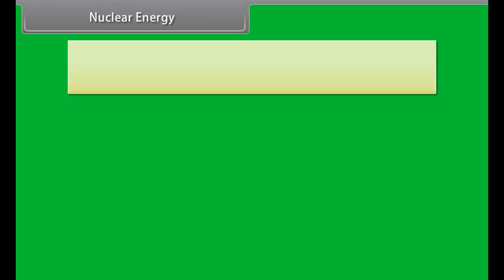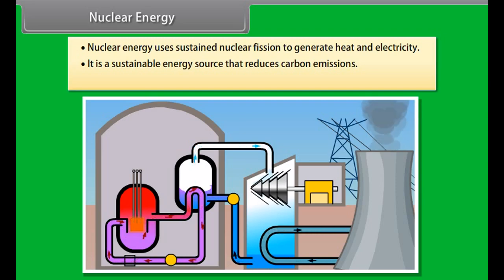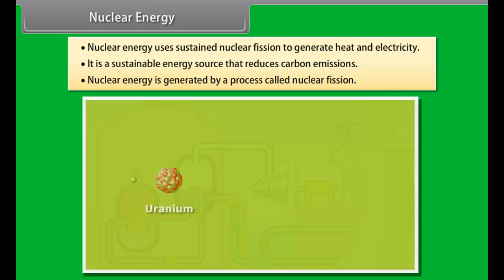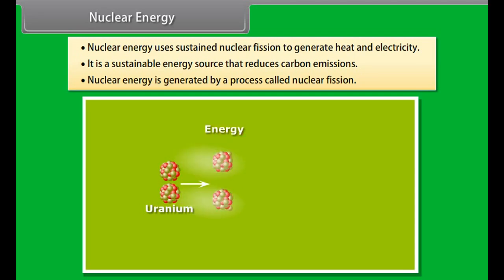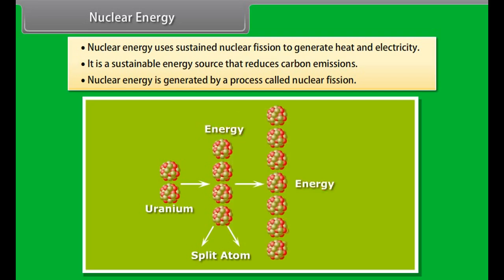Nuclear energy. Nuclear energy uses sustained nuclear fission to generate heat and electricity. It is a sustainable energy source that reduces carbon emissions. Nuclear energy is generated by a process called nuclear fission. In this process, the nucleus of heavy uranium, plutonium, or thorium is bombarded with low-energy neutrons. This atom is then split into lighter nuclei. A tremendous amount of energy is released. For example, the fission of an atom of uranium produces 10 million times the energy produced by the combustion of an atom of carbon from coal.